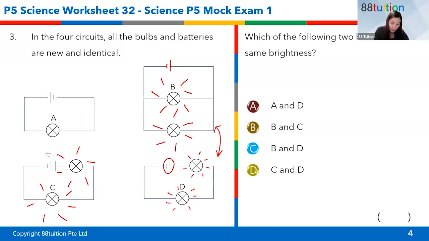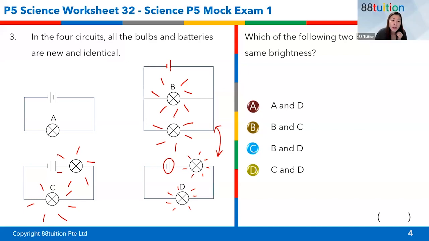Then, what about A? Can someone tell me about A? What will the brightness be? Yeah, Evan, good. Now you take note already. Got it? What will the brightness be? It will be less bright than. It will be the least bright out of all of them, as it has the least amount of light bulbs.